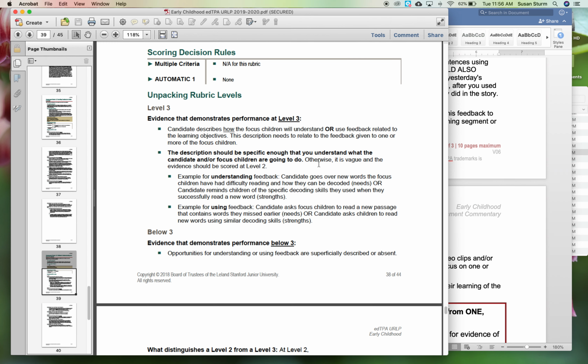Description should be specific enough that you understand what the candidate or the focused children are going to do, otherwise it's vague. So for example, understanding: candidate goes over the new words that the focused children had difficulty reading and how they can be decoded.